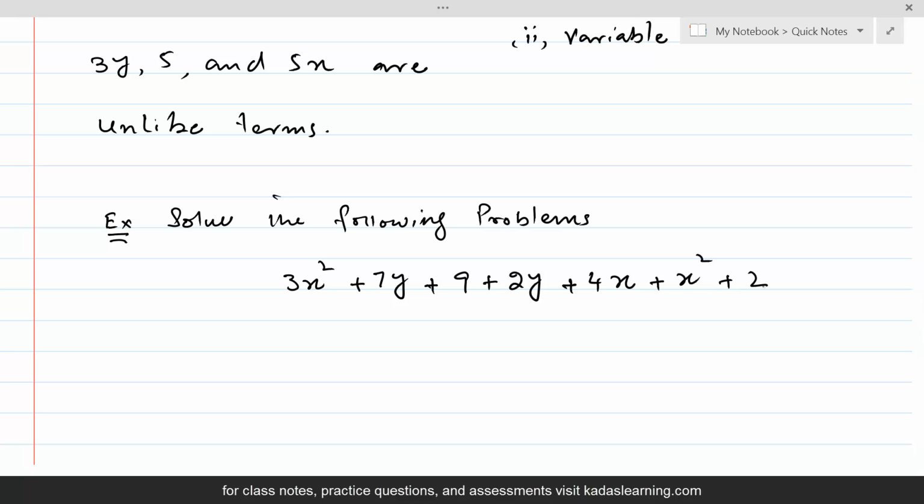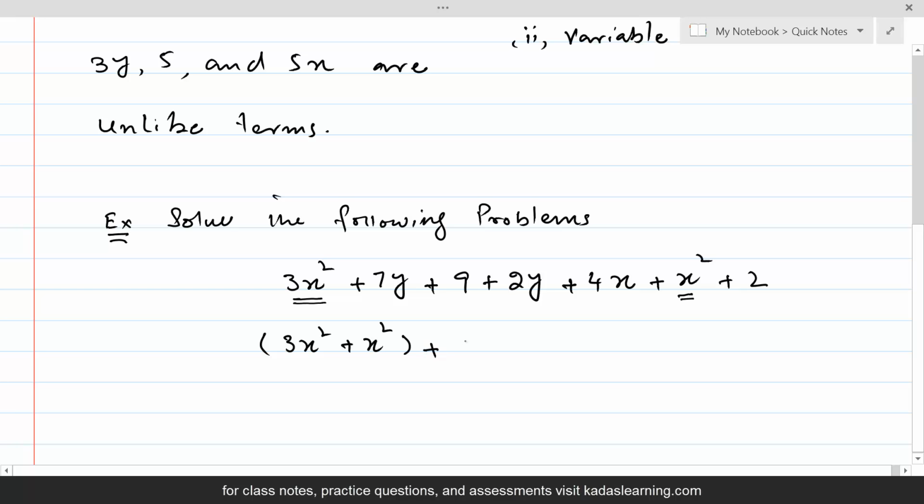So guess which terms are like terms. This 3x squared and there is another x squared. These are like terms because the variable is x in both cases and the power is same as well. That's why we have 3x squared plus x squared. They are like terms, so they could be added. That's why I'll group them together.